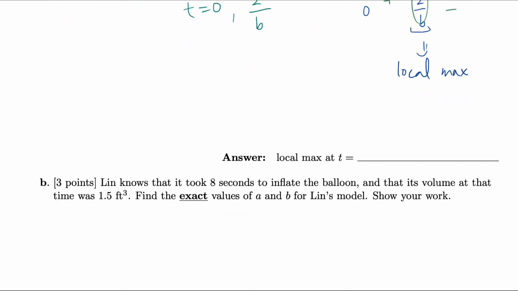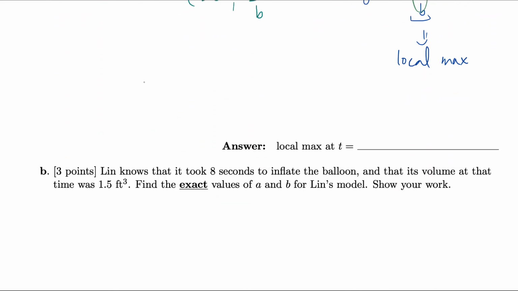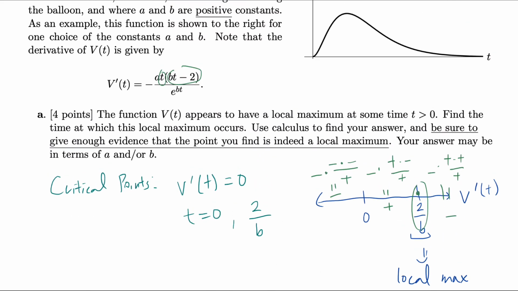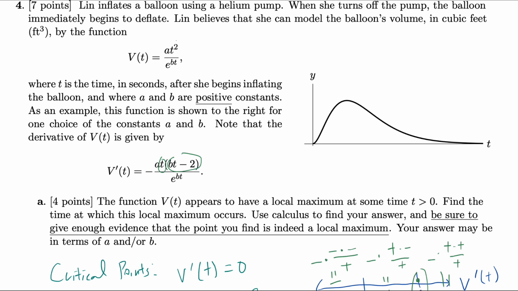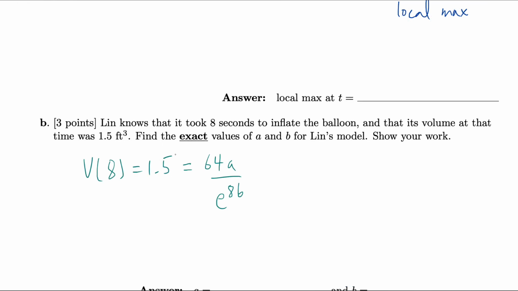Let's do the final part really quickly. Lin knows that it took 8 seconds to inflate the balloon, and at time 8 seconds, the volume was 1.5 cubic feet. So we know V of 8 was 1.5, and if you remember the formula for V of t, when I plug in t equals 8 here, what we get is 64a divided by e to the 8b. So this is the expression you get. But we want to find a and b, but we have two variables. How can you find a and b here?